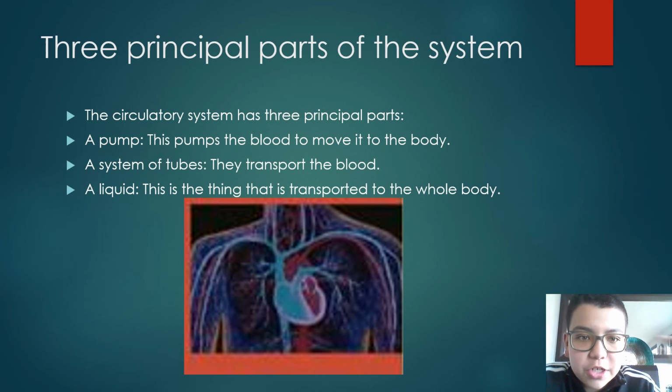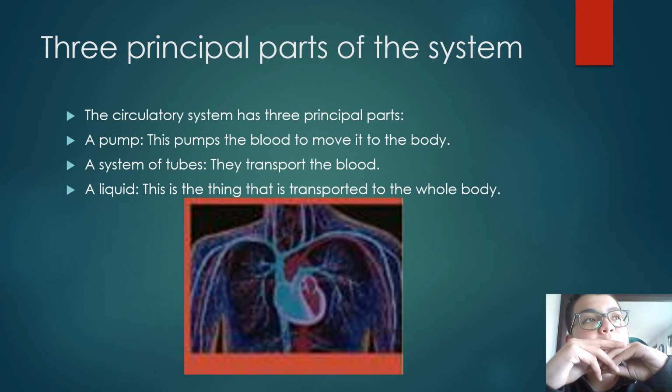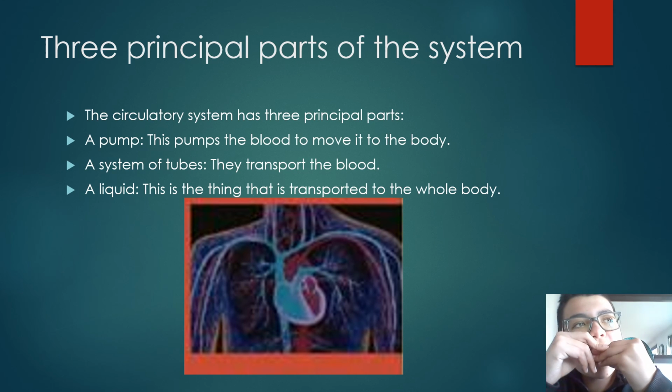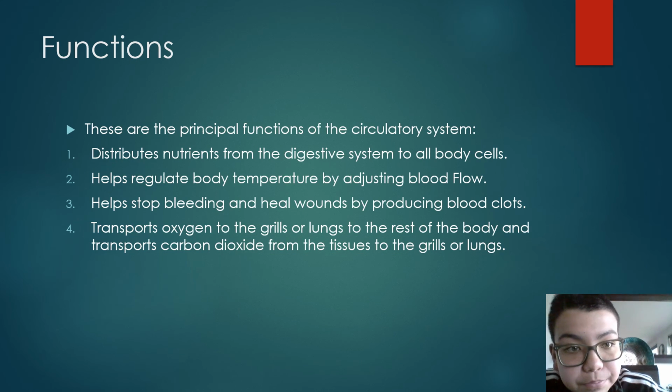Second, a system of tubes. They transport the blood: the arteries and the veins. Those are the system of tubes. And finally, you have a liquid. Remember that the pump makes the blood move, and the system of tubes carries the blood to the body. This blood is the liquid, because it is transported to the whole body with this system.